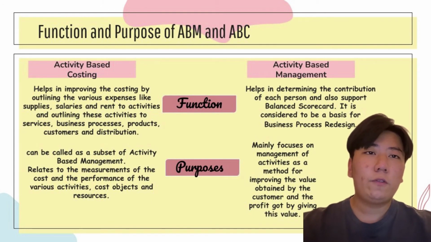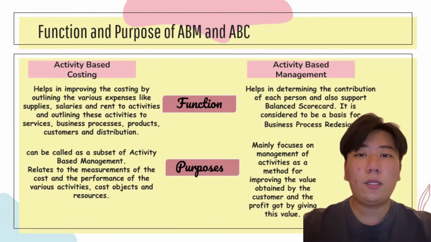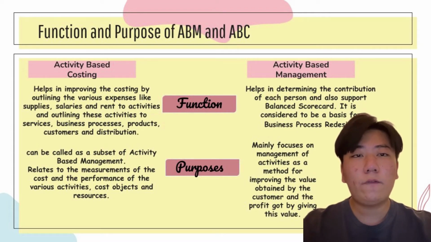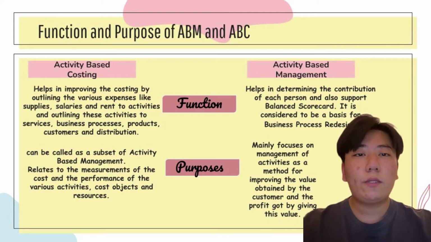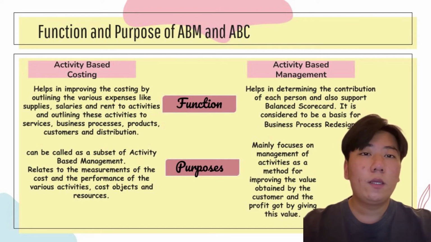Okay, let's move to the function and purpose of ABC and ABM. Firstly, let us talk about ABC first. ABC, as I mentioned before, is activity-based costing. Because of that, the function of ABC is to help in improving the costing by outlining the vendor's expenses, like supplies, salaries, and rental activities, and outlining these activities to service, business process, products, customers, and distribution.